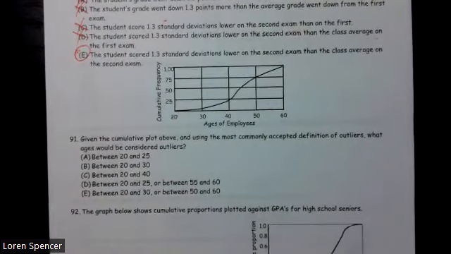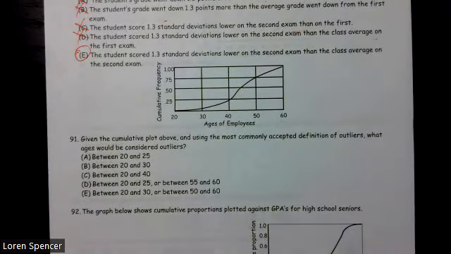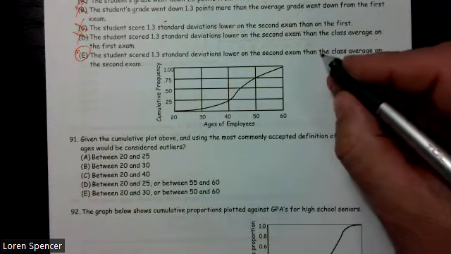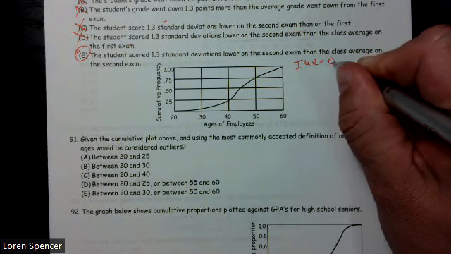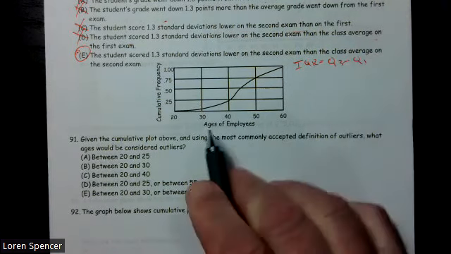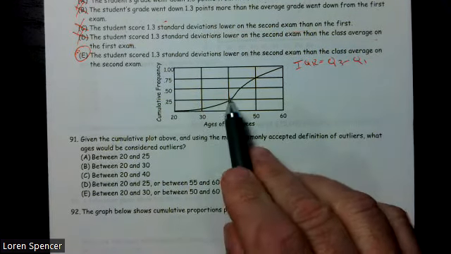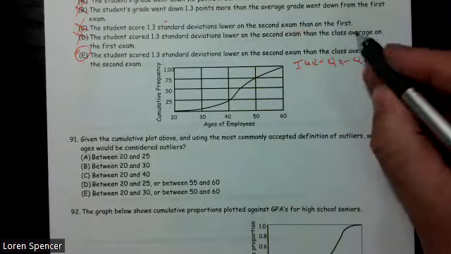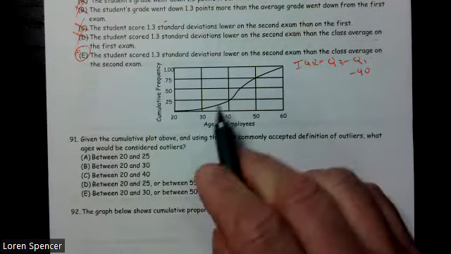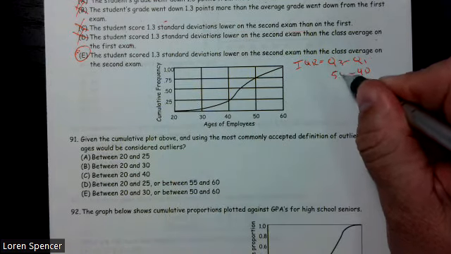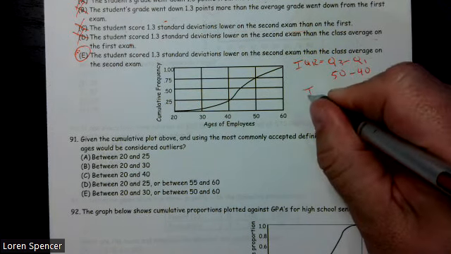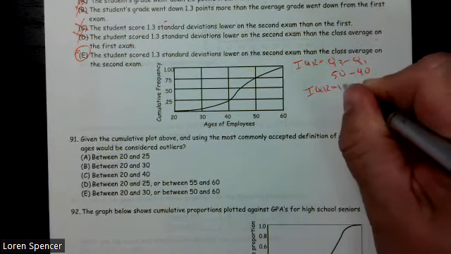Given the cumulative plot above and using the most commonly accepted definition of outliers, what ages would be considered outliers? Well, I need to find Q3. I need to find my IQR, and IQR is Q3 minus Q1. Well, Q1 is at 25%, that's 40. So it's going to be a minus 40. And Q3 is at 75%, and that's at 50. So 50 minus 40. So we have an IQR equal to 10.